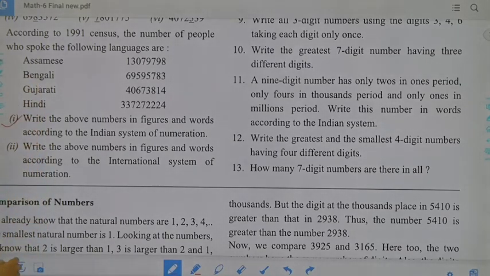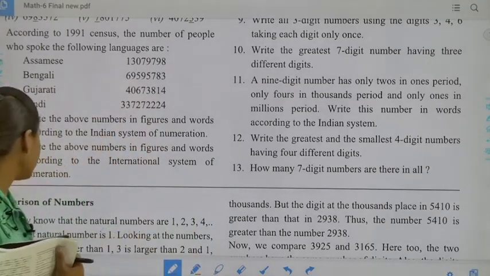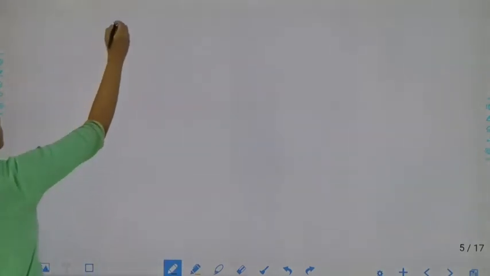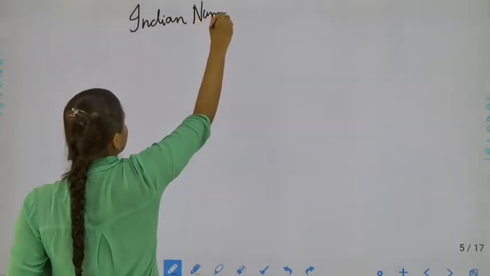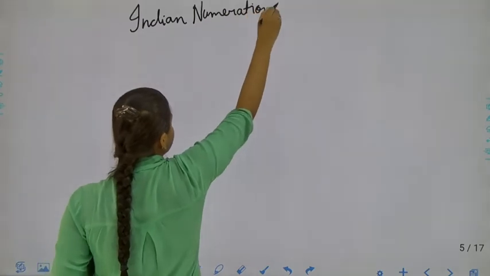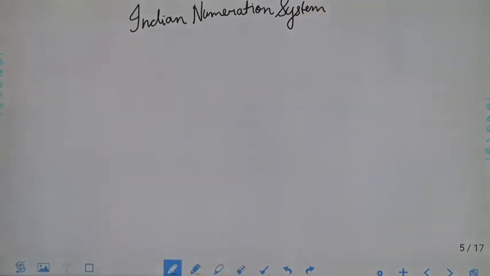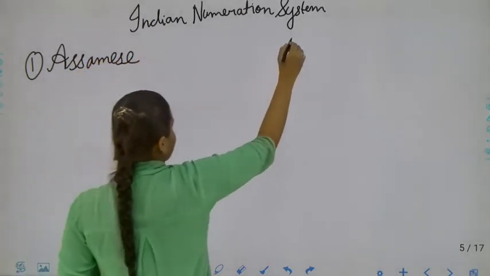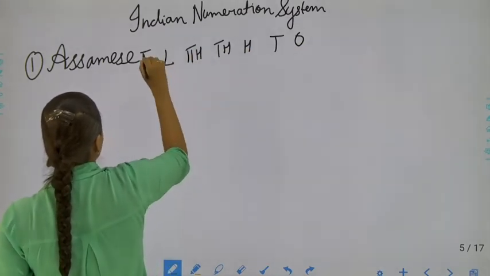Let's start with the Assamese. First, we have to write in the Indian system of numeration. Then we have to write in the international system of numeration. Let's start with the first one. That is Indian numeration system. First one is Assamese. First, we have to write ones, tens, hundred, thousand, 10,000, lakh, and 10 lakh.